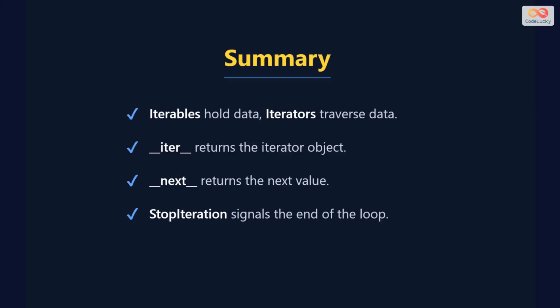To wrap up, remember these key points. Iterables hold data, while iterators traverse it. The protocol relies on dunder_iter to start and dunder_next to proceed. And finally, the StopIteration exception is the standard way to signal the end of a sequence.